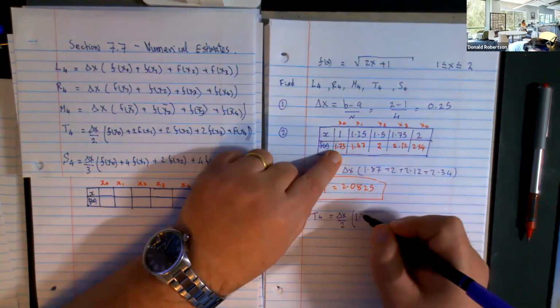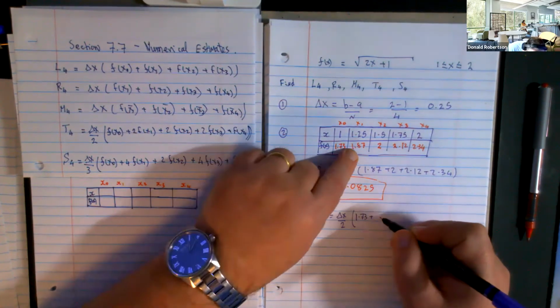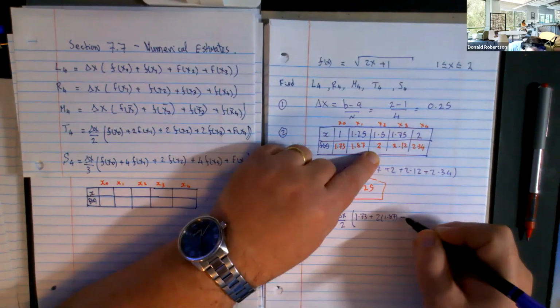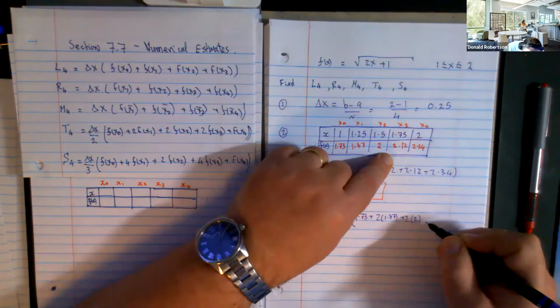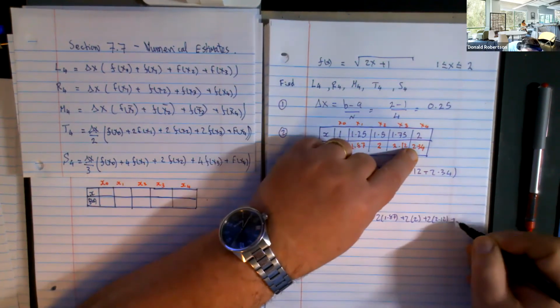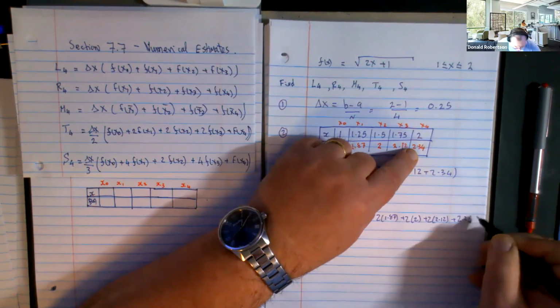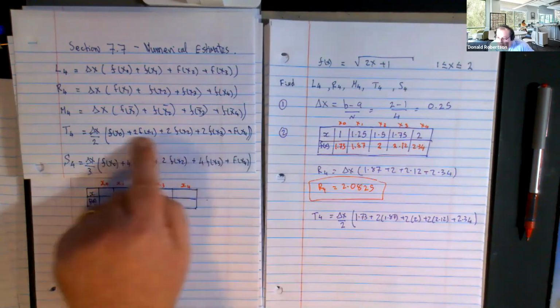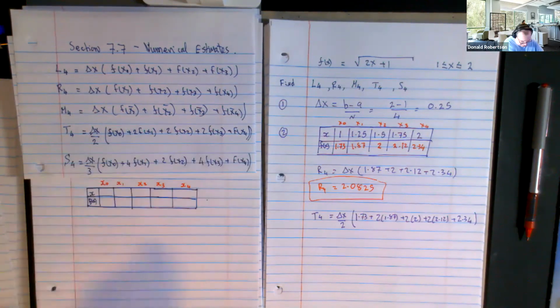It's going to be 1.73, two lots of that guy, two lots of that guy, two lots of that guy, and finish with just one of those guys. Are we comfortable with where the numbers are coming from? Basically just following the instructions, right? Just using this formula.